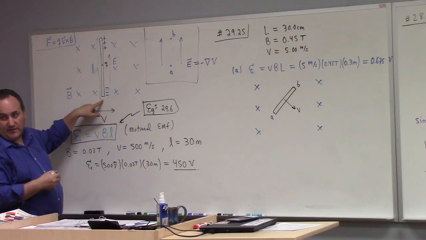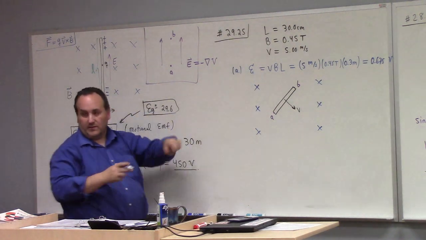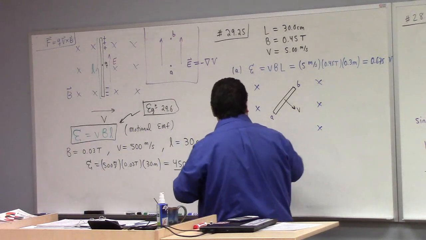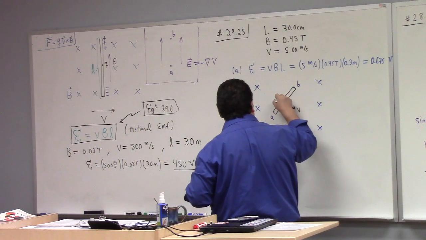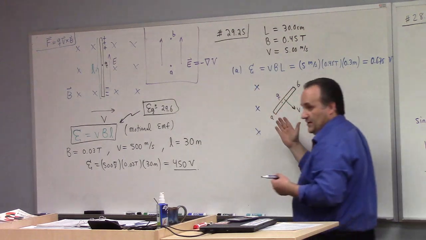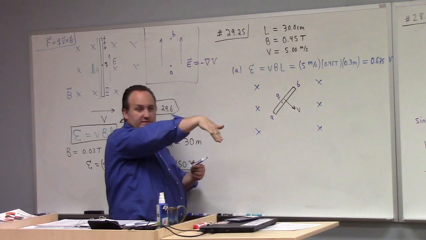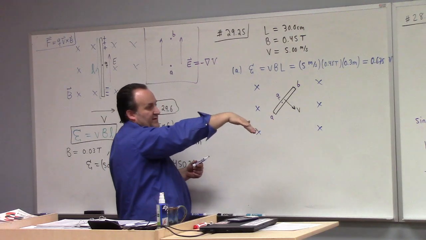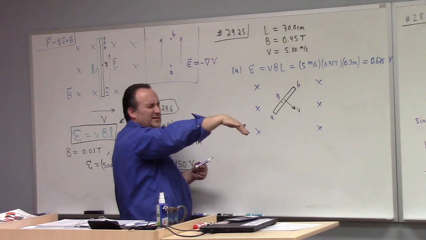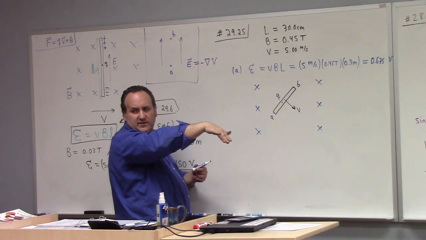Okay? So now we need to do the same analysis over here. If we think about a little positive charge in here, where does it get pushed? All right, so let's think about it. V crossed into B. B is into the board, right?